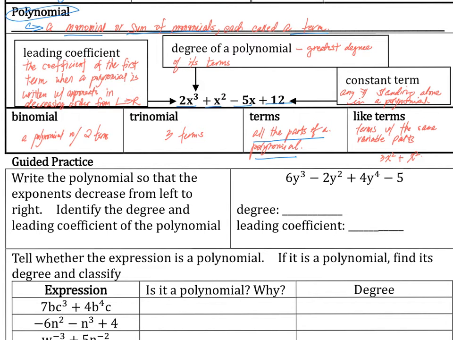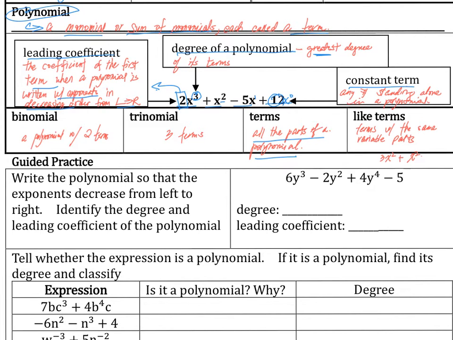And now let's look at the leading coefficient. The leading coefficient is the coefficient of the first term when a polynomial is written with the exponents in decreasing order from left to right. So 2 would be our leading coefficient. And you see all these exponents are written in decreasing order. And the degree of the polynomial is the greatest degree of all its terms. So 3 will be the degree of this polynomial. And the constant term is any number standing alone in a polynomial. So in this case, 12 will be your constant term.